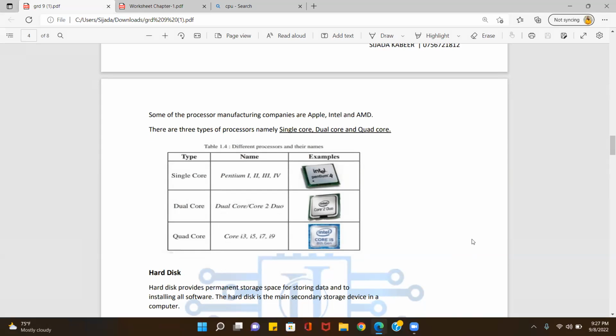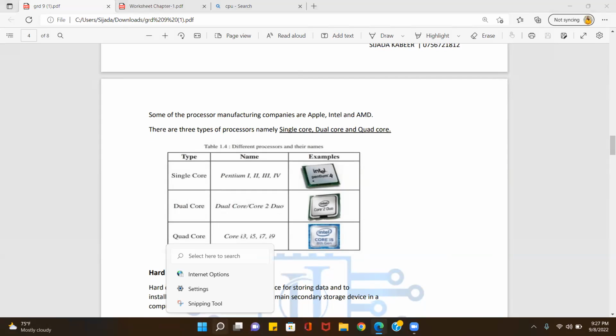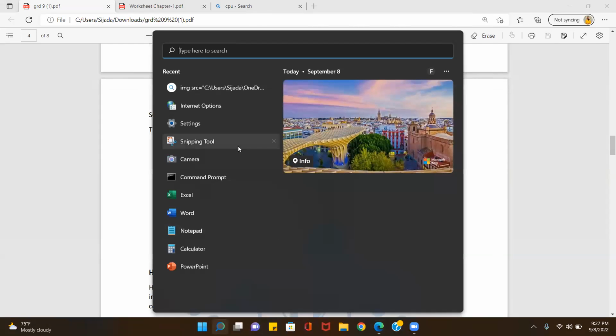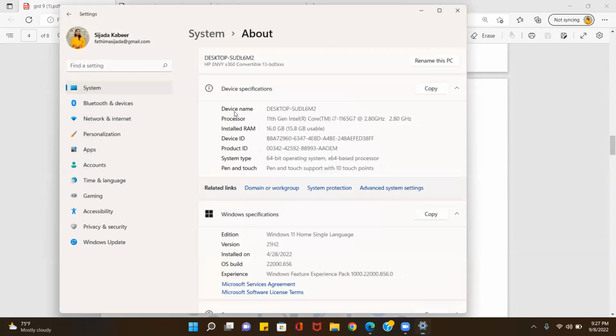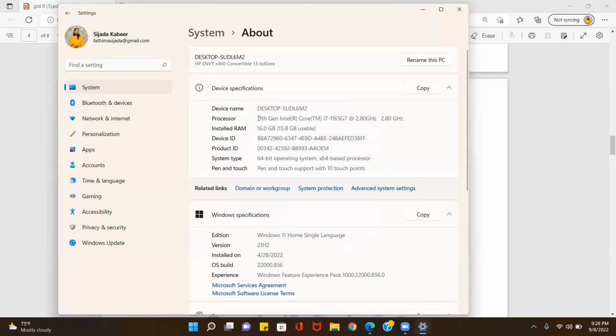Now I am also using a laptop right now, so let me see my laptop. I hope my screen is visible to everyone, right? If you want to see what kind of processor you are using, go to your search and there's an option called About your PC. Once you click that, you can see the processor here: 11th Gen Intel Core. That means I am using a quad core. I am using an i7.